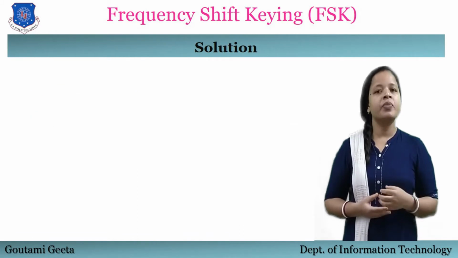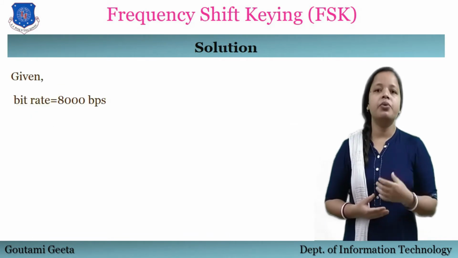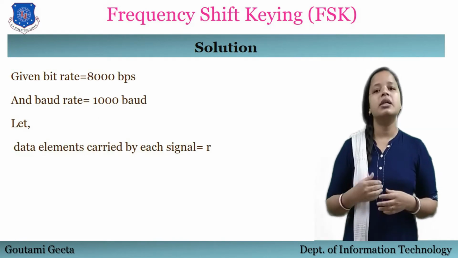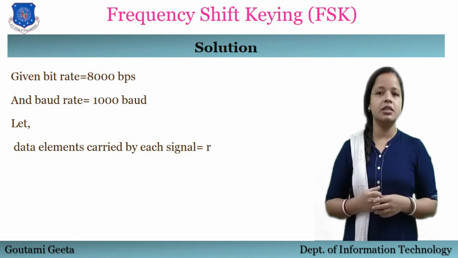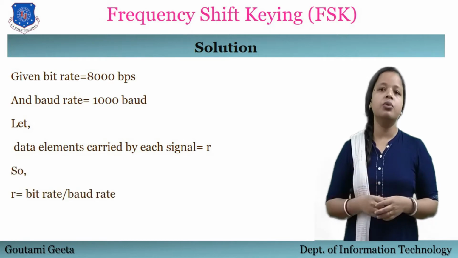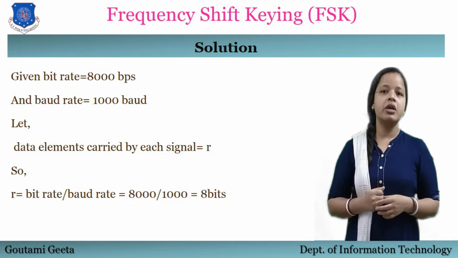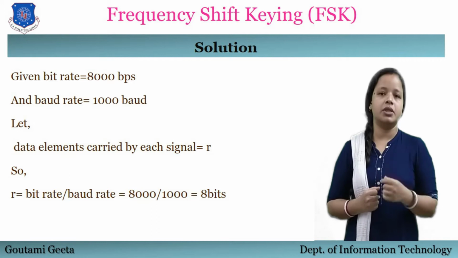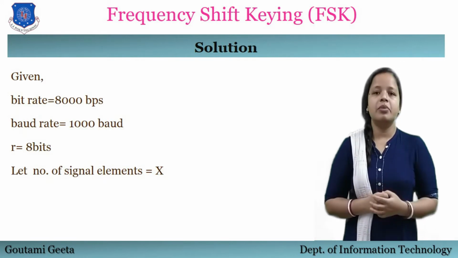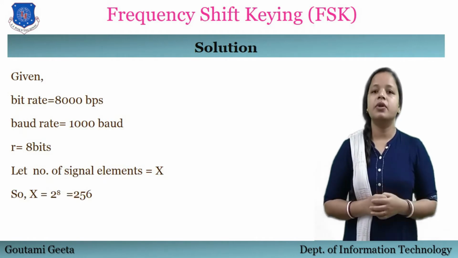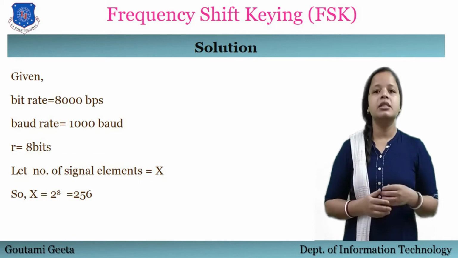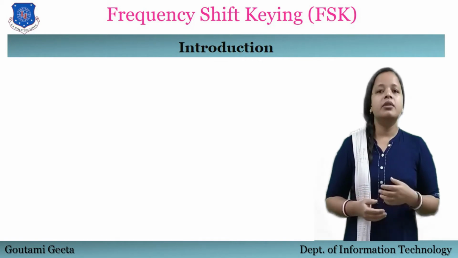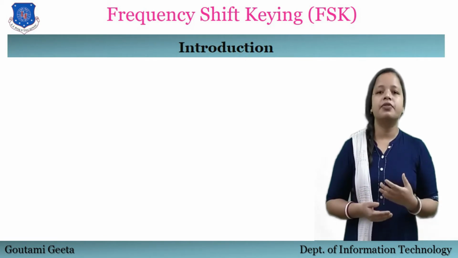Solution for this will be, we are given bit rate equal to 8000 bps and baud rate equal to 1000 baud. Let the data elements carried by each signal be equal to R, and R is equal to bit rate divided by baud rate, which is 8000 divided by 1000, equal to 8 bits. And the number of signal elements X is equal to 2 to the power 8, which is equal to 256. Now starting today's topic, that is frequency shift keying.